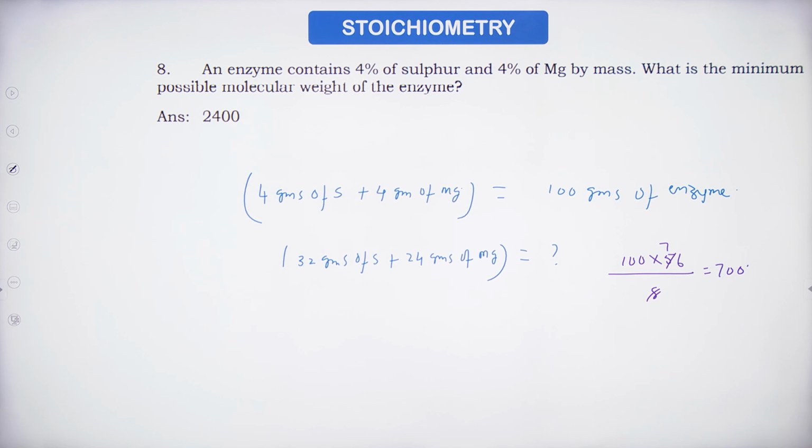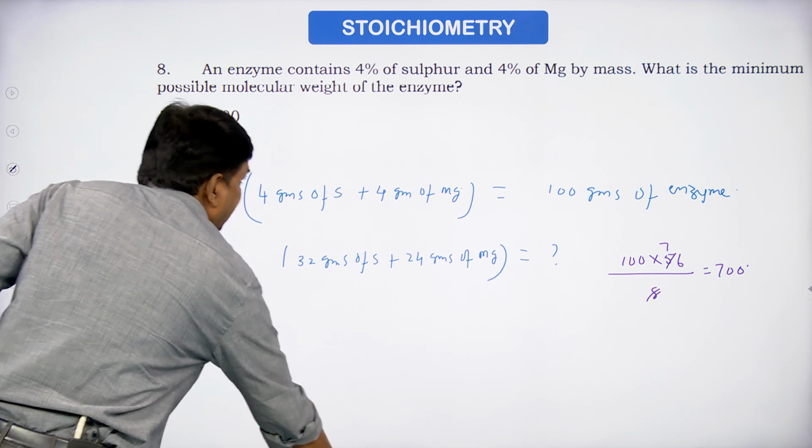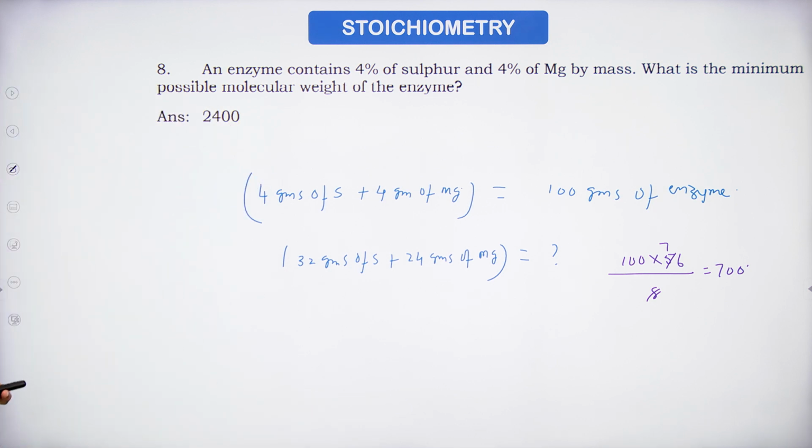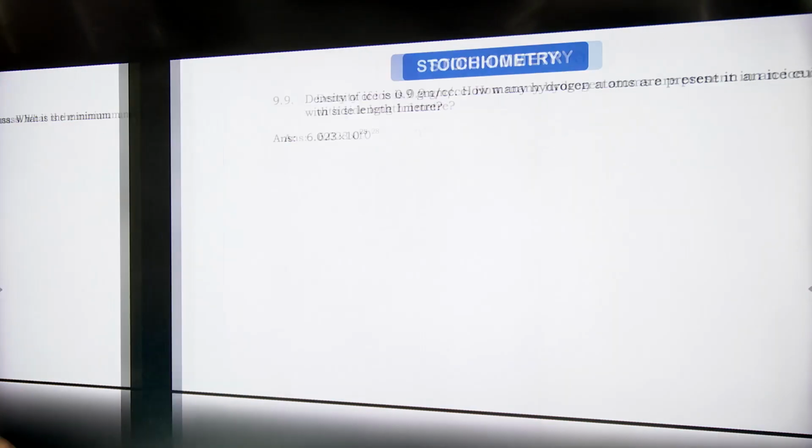Four grams of magnesium, 24. I think there is something wrong with the problem, students. I don't think it is correctly typed. Data is correctly given. Anyhow, we'll see the next problem.